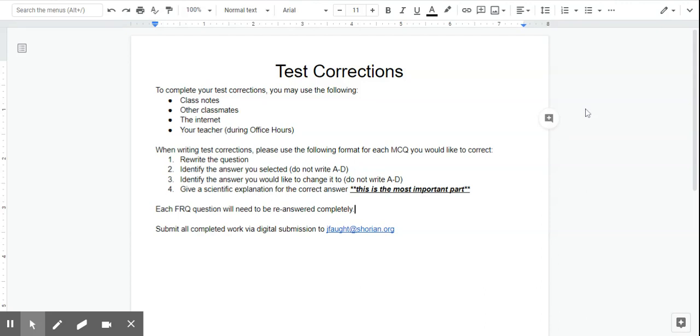Once again, please do not write A, B, C, or D, because they're not going to be consistent from test to test. So formally rewrite whatever the new answer is that you would like to select.